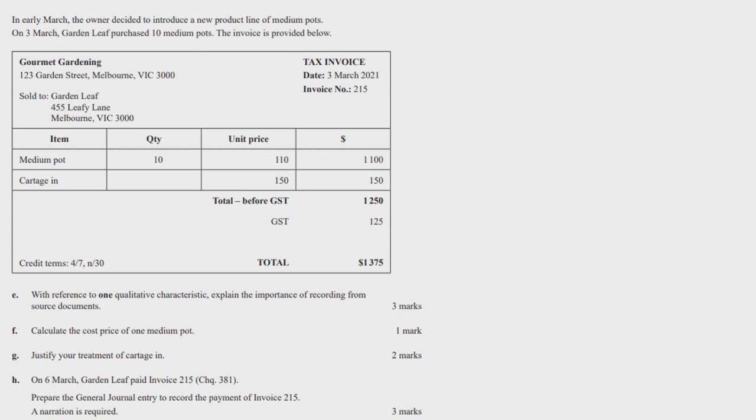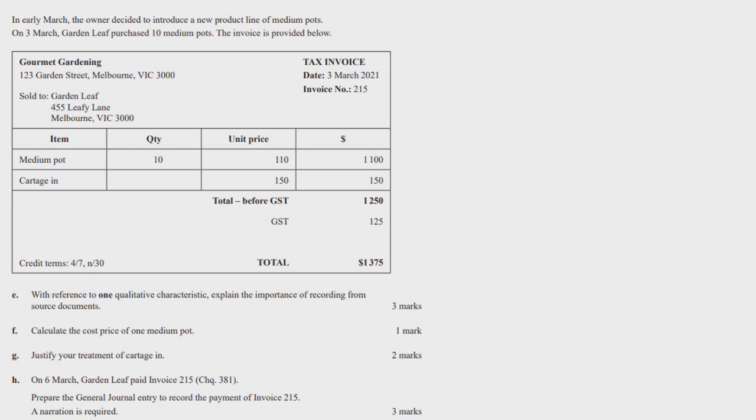For G, justify your treatment of the cartage in. 2 marks. First, well, I already answered this in part F. You get your first mark by defining what product cost is. And then your second mark is explaining or justifying, well, telling us why cartage in fulfills the definition of a product cost.